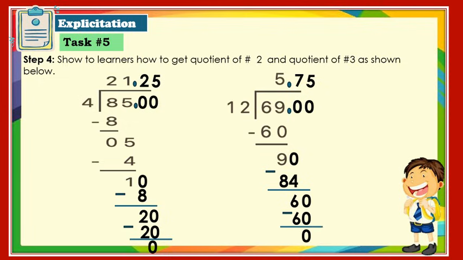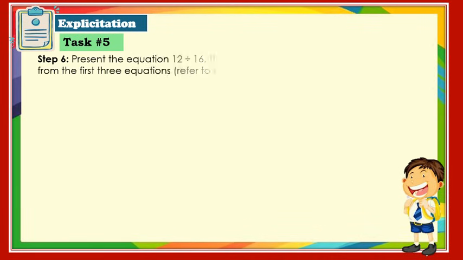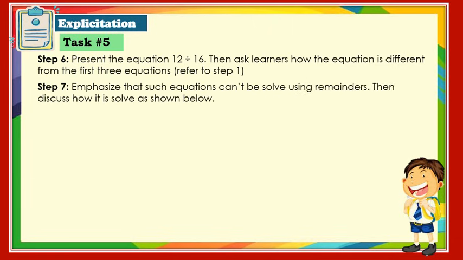Continue our task number 5. We have another equation here, which is 12 divided by 16. What makes it different from the first 3 equations? As you can see, this is a whole number divided by another whole number, but you cannot divide 12 by 16, right? So what are we going to do? Okay, divide 12 by 16, the answer is 0. And then multiply 0 times 16 is 0. Then subtract 12 minus 0 is 12.